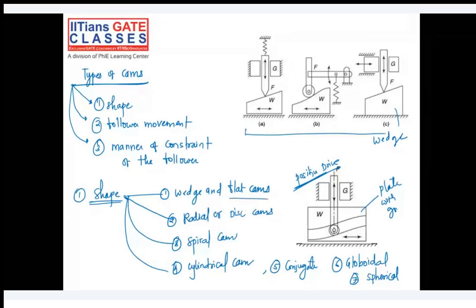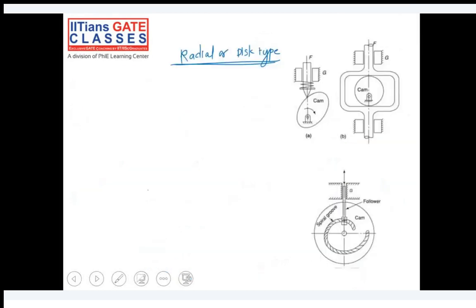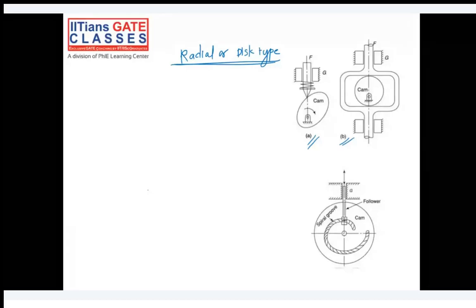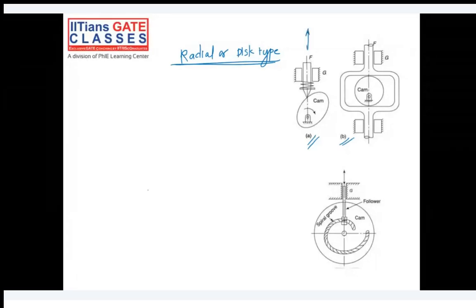And these three figures are for the wedge shape. Coming toward the second, radial or disc cam, I'm showing here figures A and B. We have already seen the animation of this, which is a radial cam. Here the follower is moving radially from the center of rotation of the cam. You can call it a radial cam or disc cam. It is very simple and compact compared to others. The follower movement is up and down, in the radial direction of the cam. In this case also, the cam is rotating and the follower is moving up and down.